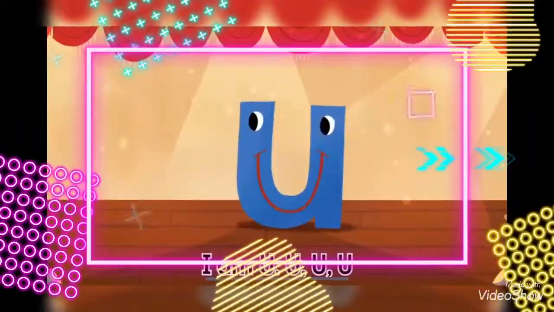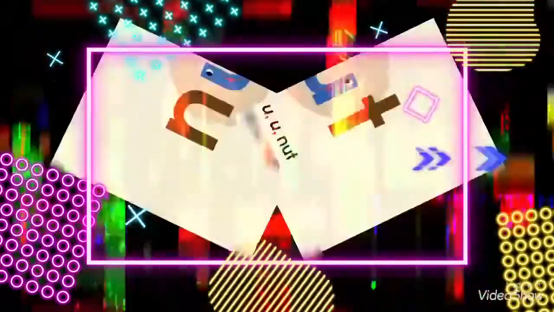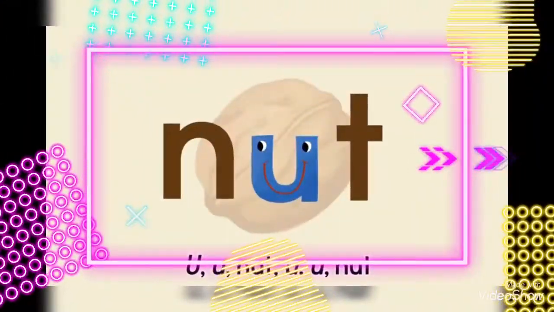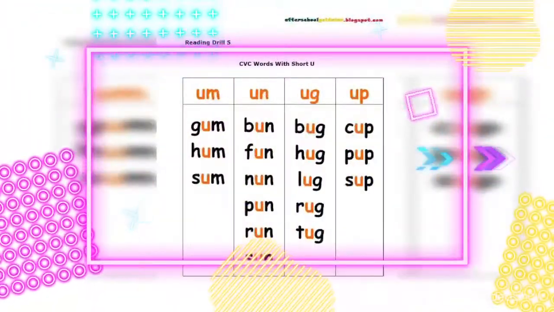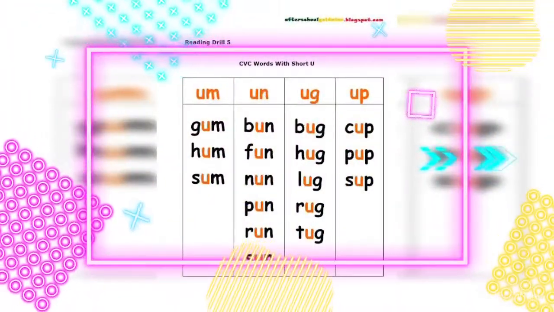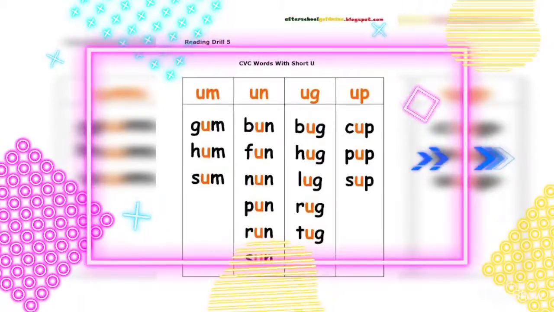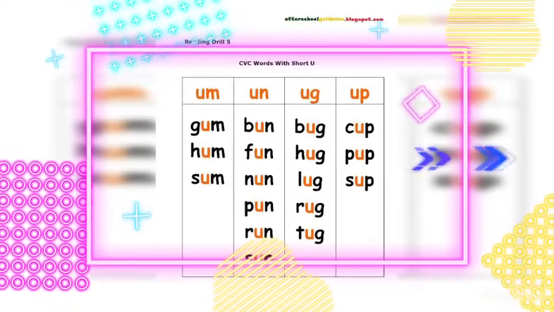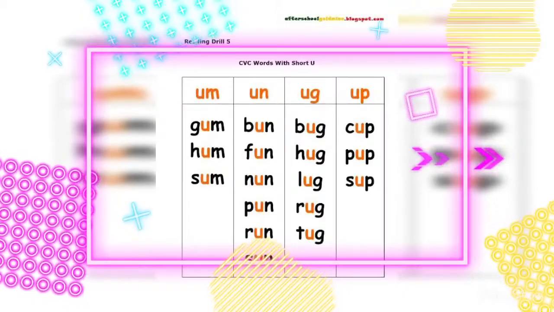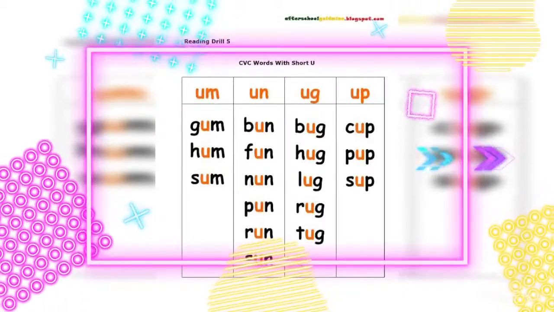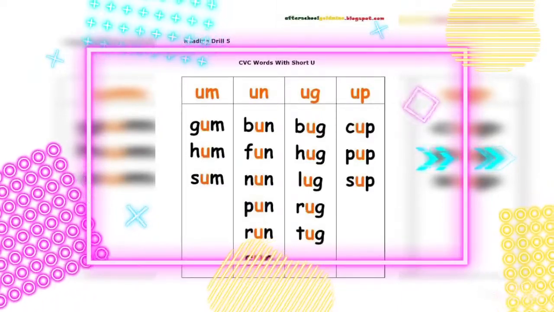The same, it's rhyme. Short vowel U, sound U, like nut. Family word for the short vowel U: un, ug, up. Look at bug and hug. It's the same ending sound and ending letter.